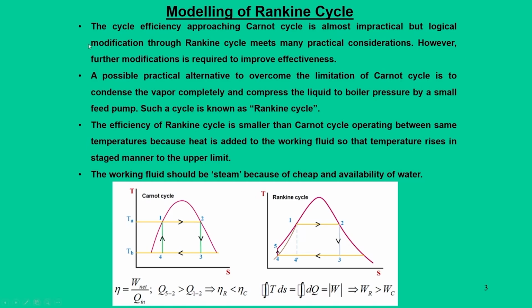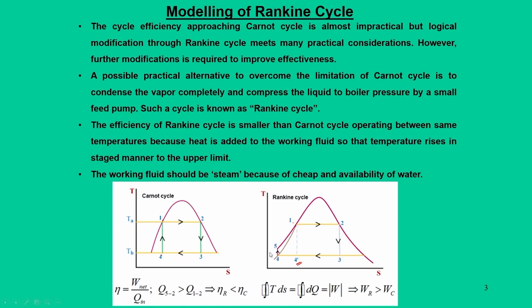Now, what did we do in this modification? If you compare the Carnot cycle, that is 1, 2, 3, 4, and the Rankine cycle, that is 1, 2, 3, 4, 5 and 1, and if I just drop a vertical from point 1, it comes as 4 dash. So, effectively in this comparison, the Carnot cycle is 1, 2, 3, 4 dash. We simply shifted point 4 dash to point 4.